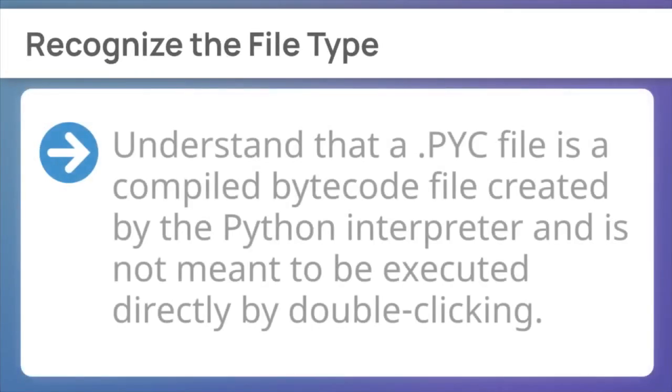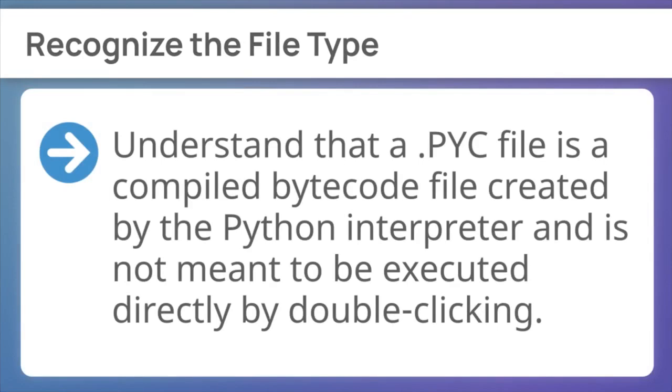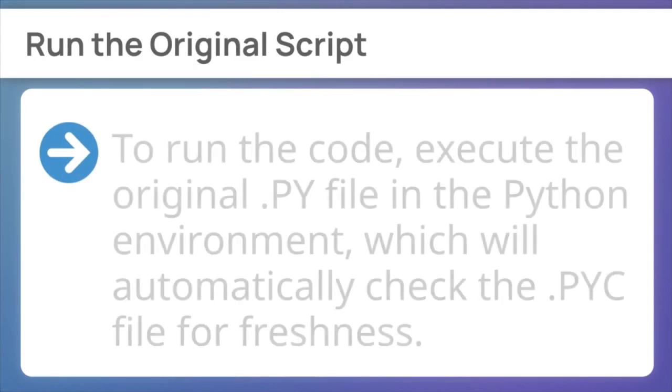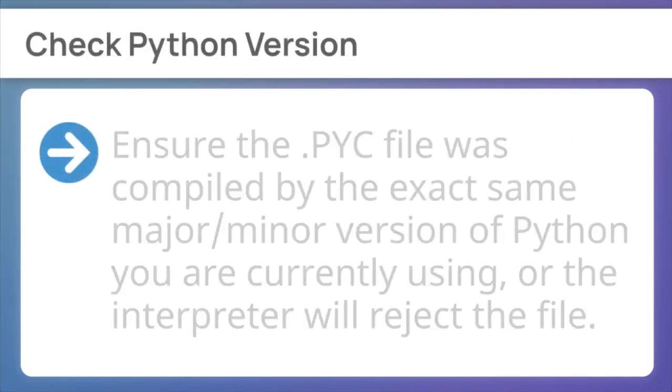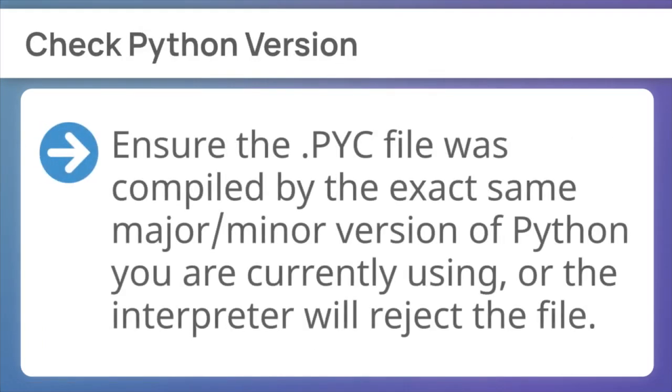First, recognize the file type. Understand that a PYC file is a compiled bytecode file created by the Python interpreter and is not meant to be executed directly by double-clicking. Next, run the original script. To run the code, execute the original .py file in the Python environment, which will automatically check the PYC file for freshness. Finally, check the Python version. Ensure the PYC file was compiled by the exact same major/minor version of Python you are currently using, or the interpreter will reject the file.